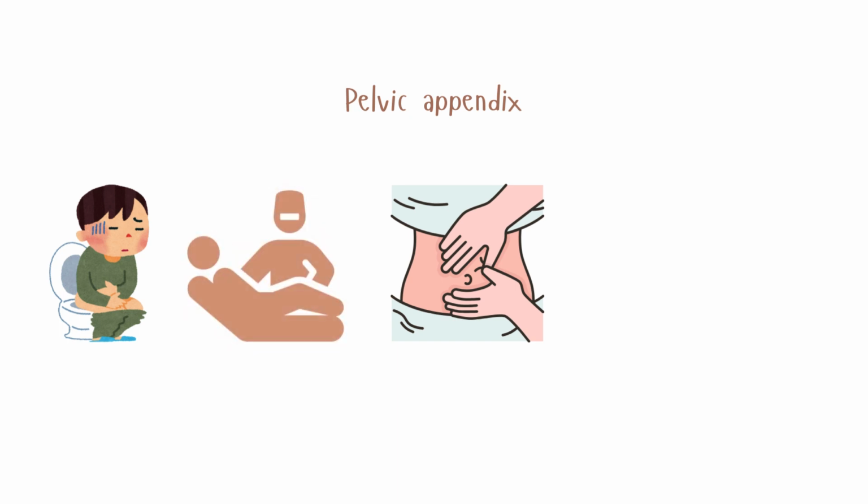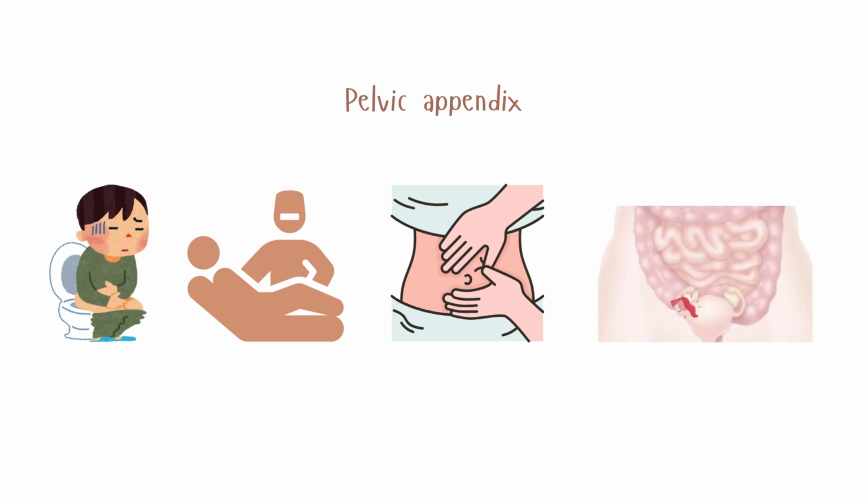Rectal examination reveals tenderness in the rectovesical pouch or pouch of Douglas, especially on the right side, and thus is the basis for recommendation that rectal examination should be performed on every patient who presents with acute lower abdominal pain. An inflamed appendix in contact with the bladder may cause frequency of micturition. This is more common in children.